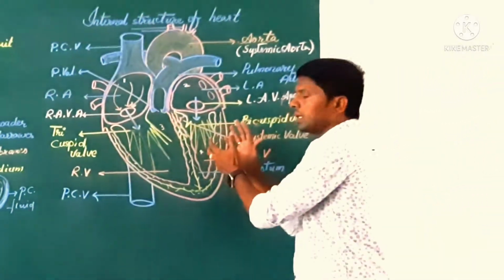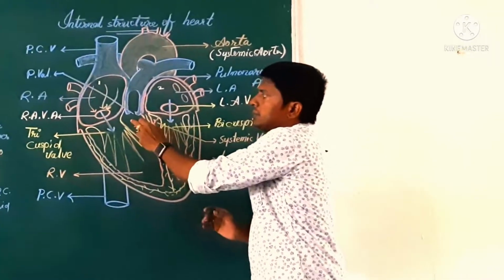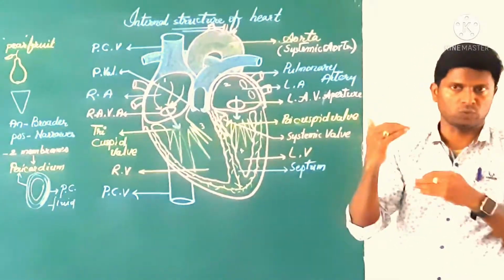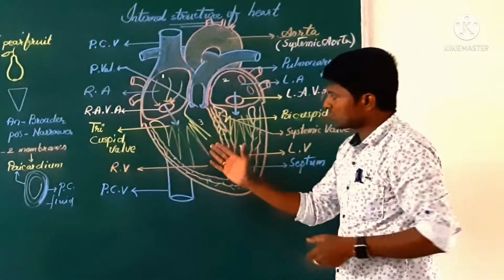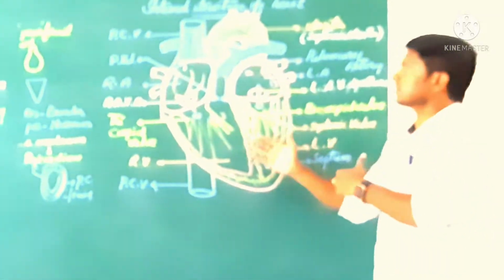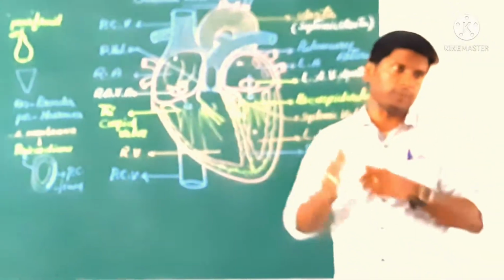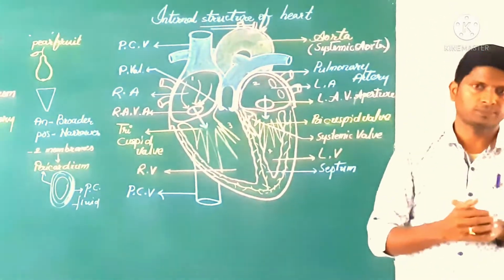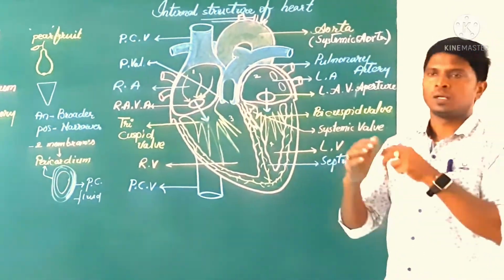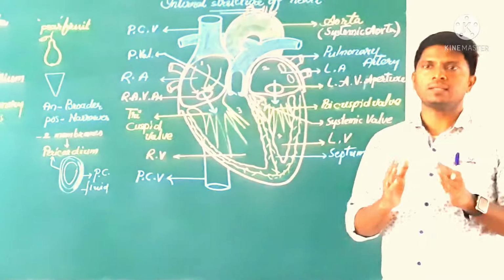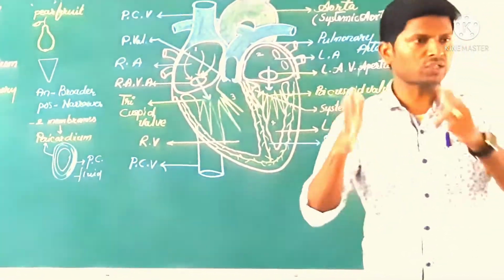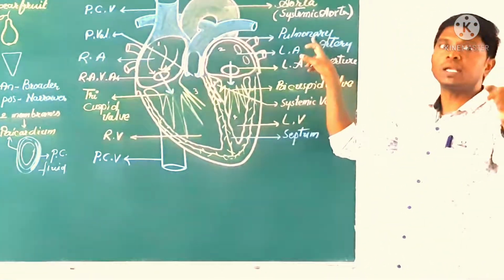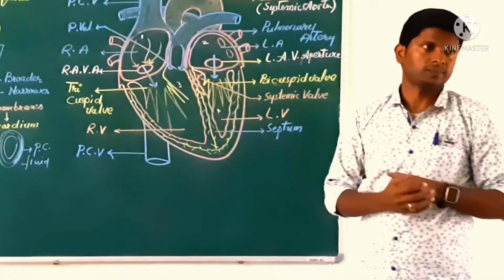Next, from the right ventricle, there is another vessel that arises. This vessel which arises from the right ventricle is called the pulmonary artery, which carries deoxygenated blood to the lungs. Pulmonary means lungs. Here there is an important point: all arteries carry oxygenated blood, except the pulmonary artery, which carries deoxygenated blood to the lungs.